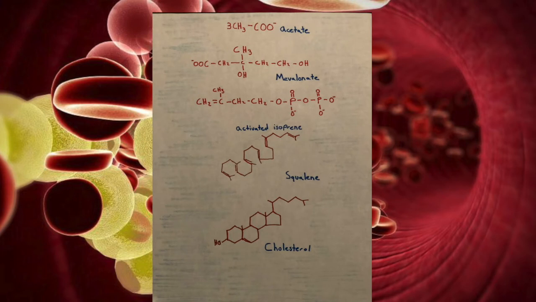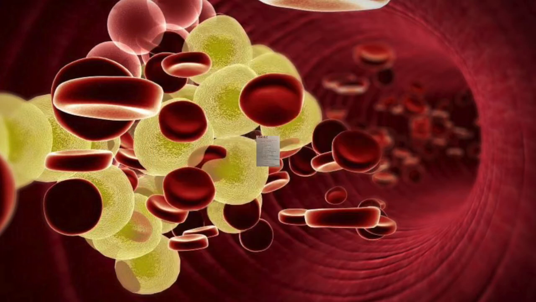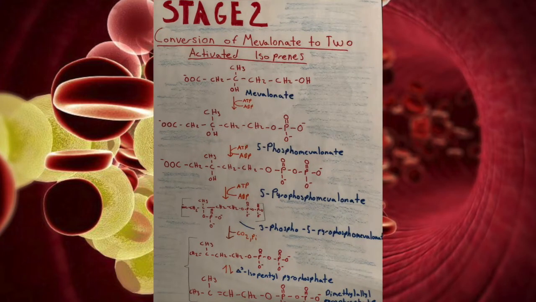The second stage in cholesterol biosynthesis is the conversion of mevalonate to 2 activated isoprenes. To begin this, 3 phosphate groups are transferred from 3 ATP molecules to mevalonate. Both this phosphate and the nearby carboxyl group leave, producing a double bond in the 5-carbon product known as isopentenyl pyrophosphate. This is the first of the 2 activated isoprenes central to cholesterol formation. Isomerization then yields the second activated isoprene, dimethylallyl pyrophosphate.